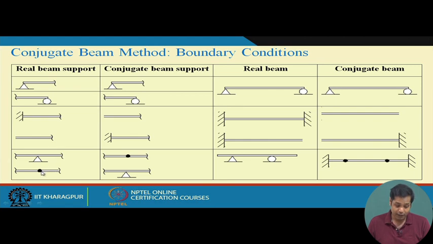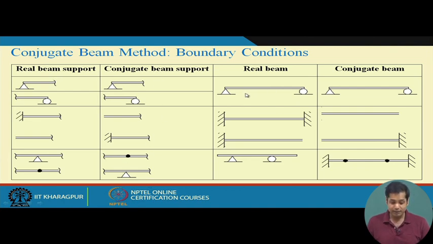Now, rotation is possible, and what does that mean? Rotation corresponds to the shear force. So, your conjugate beam will be such that the shear force is non-zero. So, these are the supports in the real beam and these are the corresponding supports in the conjugate beam.